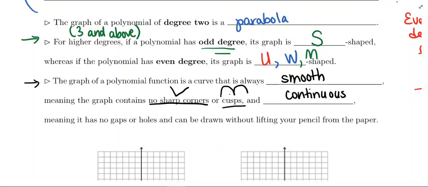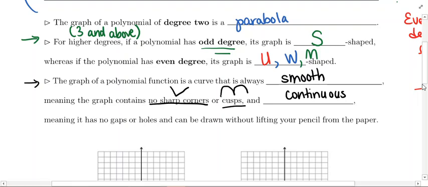It cannot have a sharp corner. It cannot have a cusp. It has to be smooth. Continuous is a word that we saw associated with piecewise functions. Remember, if something is continuous, you can draw it without picking up your pencil. So when you draw your polynomial out, it can't be broken. It can't come in pieces. If it comes in pieces, then they have to be connected essentially. And again, they can't have any sharp corners or cusps.